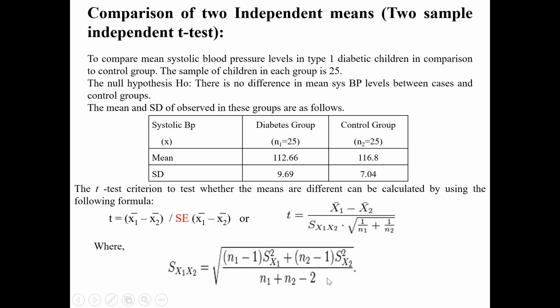So you have to calculate first the degree of freedom. 25 plus 25, that is 50. 50 minus 2 is 48, the degree of freedom. And at that, we have to calculate the p-value based on these differences in the mean. Okay, how much does it come to? Let us see.